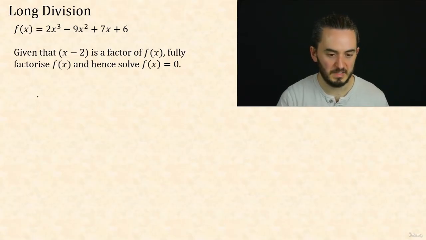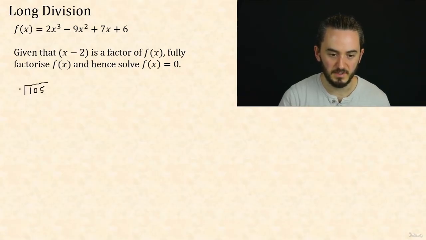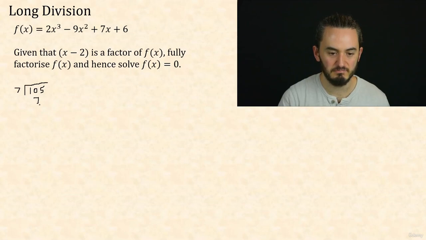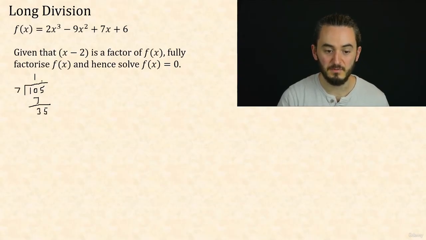A reminder, if we were doing long division with numbers, it would look like this. We would be saying, what is 105 divided by 7? How many times does 7 go into 10? The biggest factor of 7 that goes into 10 is 7, and it goes in once. And then what's left over? 10 minus 7 is 3. Drop the 5 down. How many times does 7 go into 35? It goes in exactly 5 times, so there's the answer. So that's the number version of long division.